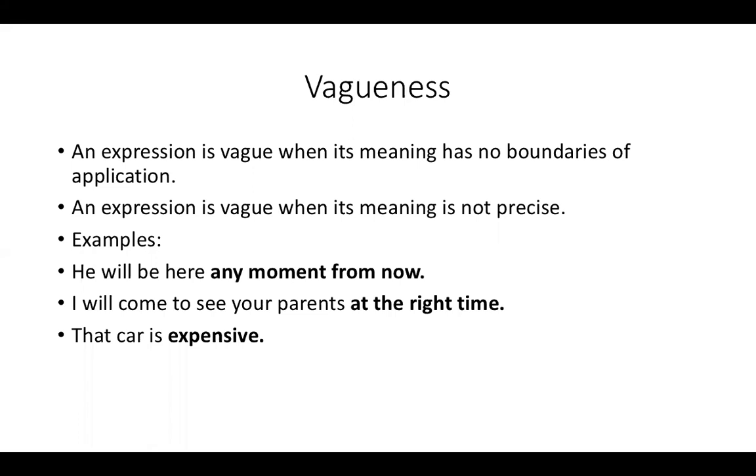I'll come to see your parents at the right time. This is still the same problem. At the right time is imprecise. It has no boundary of application. That car is expensive. The word expensive only tells you that the price of something is more than normal. But you still don't know the price. It could be any price at all. What is the price? We don't know. Is it $1 million or is it just 10 cedis or is it $3 trillion? No idea. So that's vague.